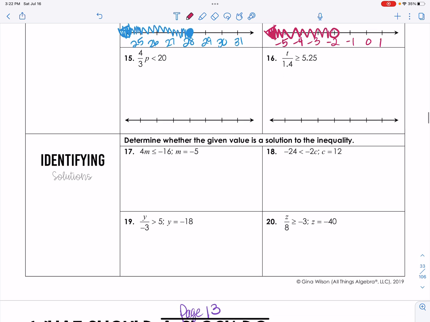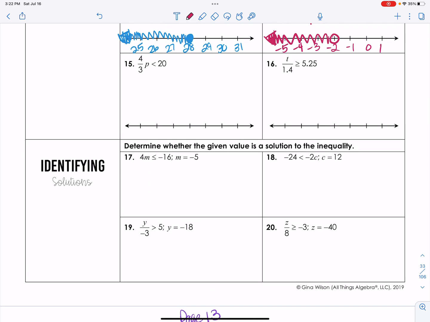All right, so we're going to jump down to these last ones. This is what we have been doing. It's yes or no. So if I take this -5 and put it in for M, I have 4 times -5 is less than or equal to -16. That's -20 is less than or equal to -16, which is true. -16 is bigger than -20 because it's closer to 0. Okay, so I would like you to do 18 and I would like you to do 20.